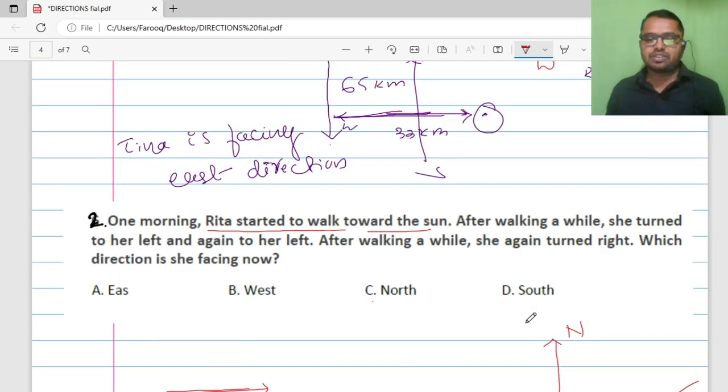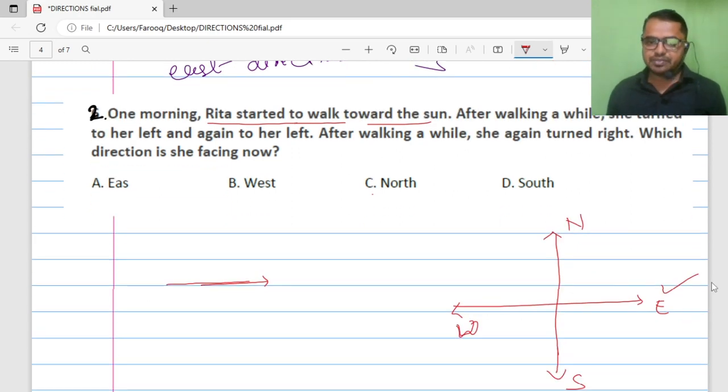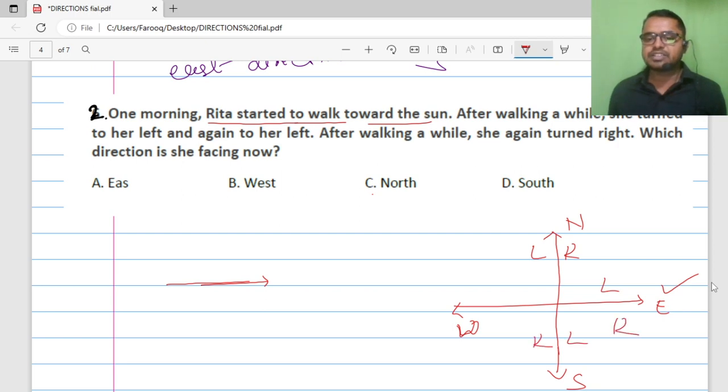See here. After walking a while, she turned to her left and again to her left. She turned left means what? This is left, right, left, right direction. In this manner, we have to remember the directions. We first walk towards the sunrise, which means the east direction. And from east, a left turn means the upper side we can say.